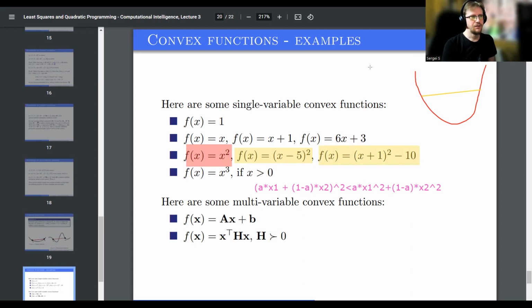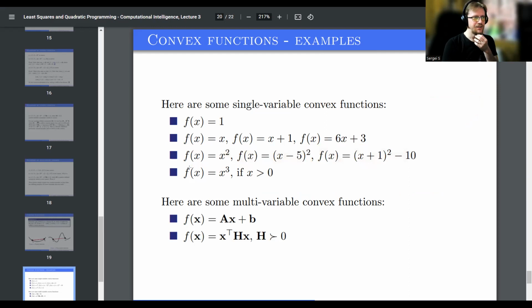Now, let us look at this guy. Is this convex? And how can you reason about it? It should not be, right? I think it will be convex. But how can you reason about it?